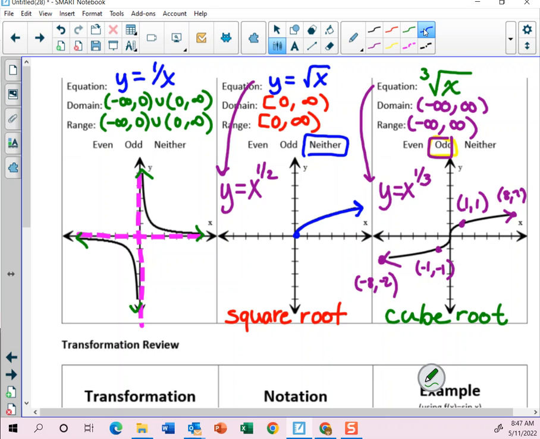So are we talking even, odd, or neither? Opposite quadrants across the origin. Yep, that's an odd.